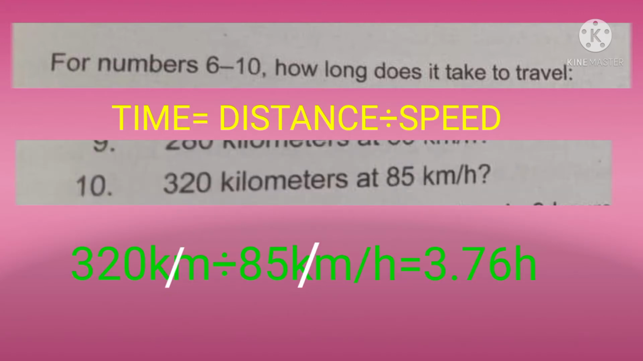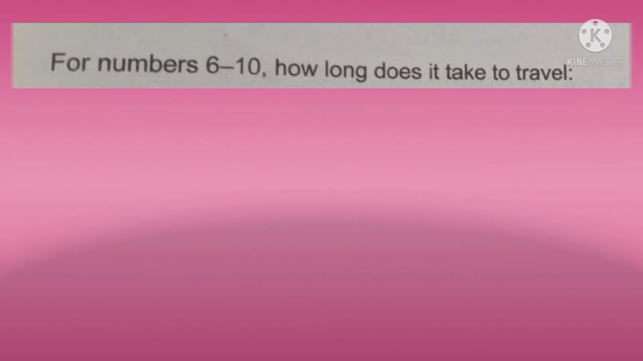Last, number 10, 320 kilometers at 85 km per hour. 320 km is the distance and the speed here is 85 km per hour. So 320 km divided by 85 km per hour is equal to 3.76 hours.